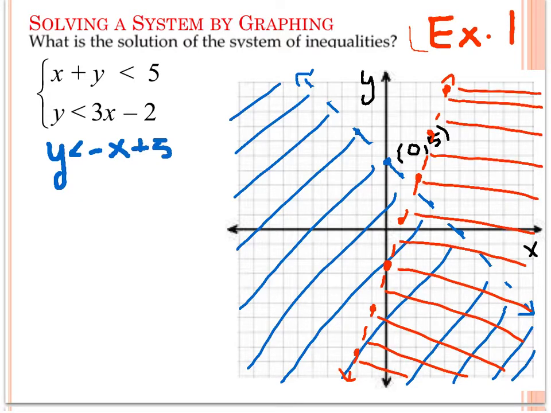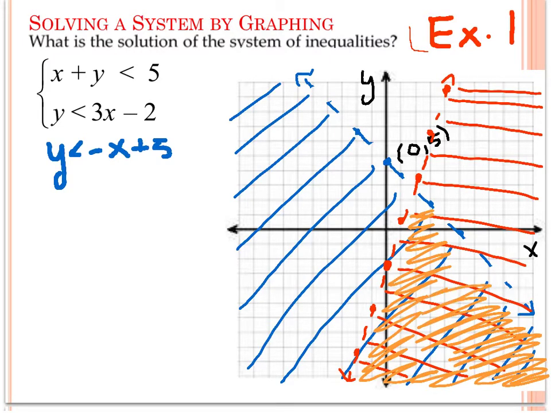Okay, now where those two shadings overlap, this area right here is going to be my solution. So I'm just going to emphasize that. This is my solution set. Okay, all the points here will work for both inequalities. Okay, so let me just label some points here. This is where labeling your line comes in handy. If you label your line, it's easier for me to tell what is what.